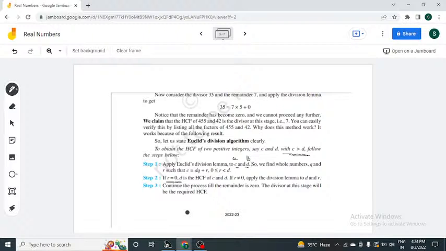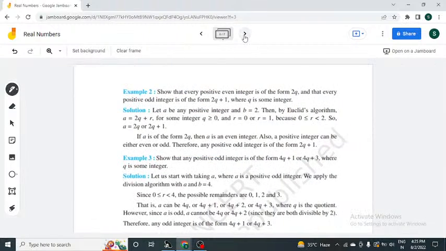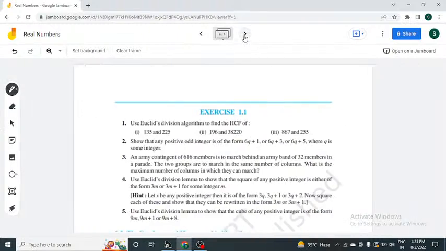So the first step is what we have to do in the beginning. If you are given 2 positive numbers, you'll have to decide which is A and which is B. Then you have to apply the division lemma to it. If your remainder after applying the first step is 0, you got your HCF. If not, you have to continue applying the lemma until you get your remainder as 0. Okay, now let's try out some questions on the division lemma.